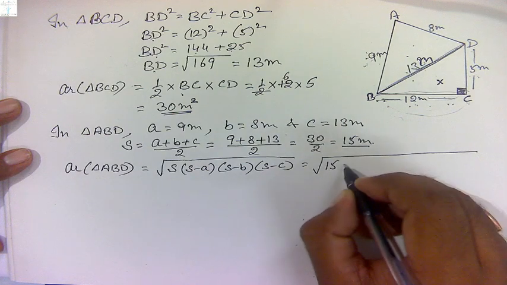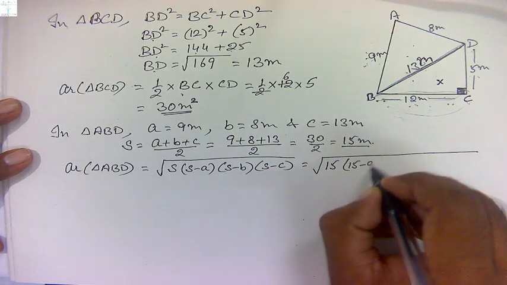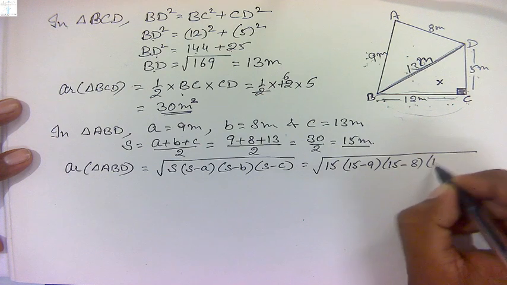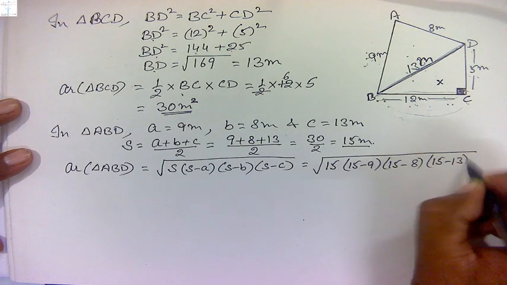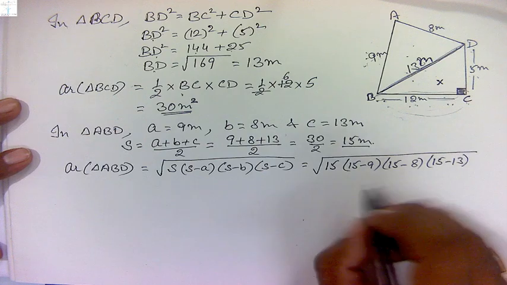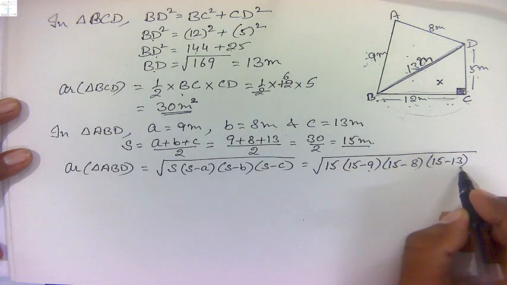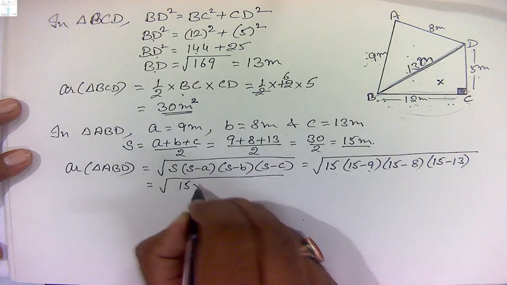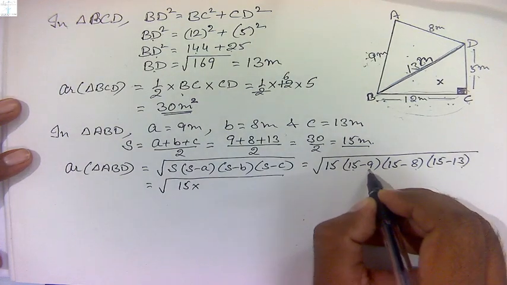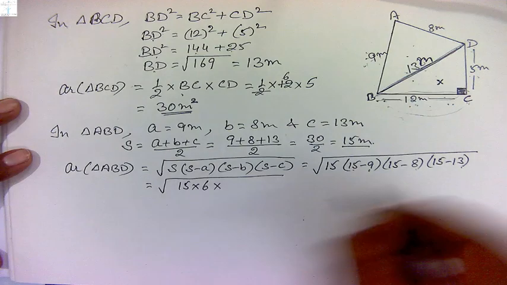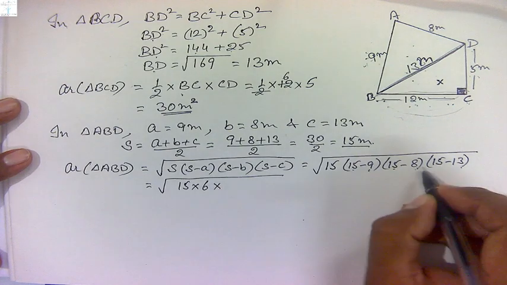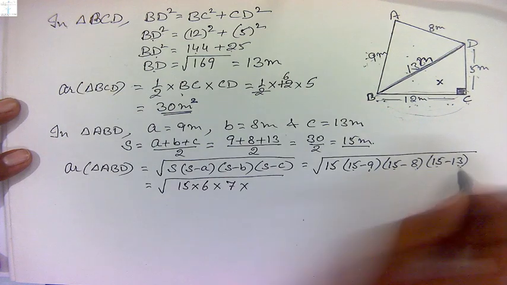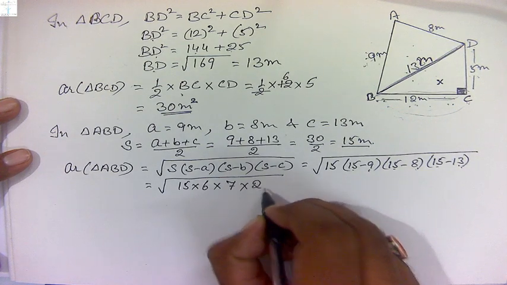So it's 15 multiply 15 minus 9, multiply 15 minus 8, and multiply 15 minus 13. These are the three sides, 9, 8 and 13. So what do you get here now? It is 15 multiply 15 minus 9 is 6, multiply 15 minus 8, this is 7, and 15 minus 13 is 2.